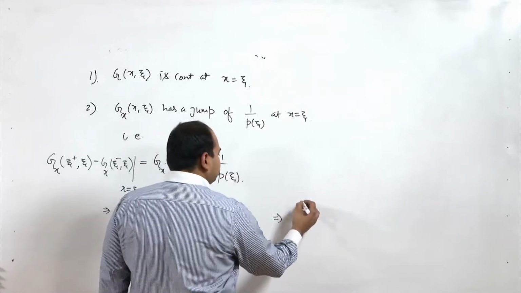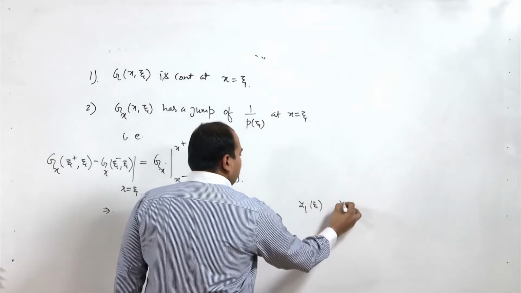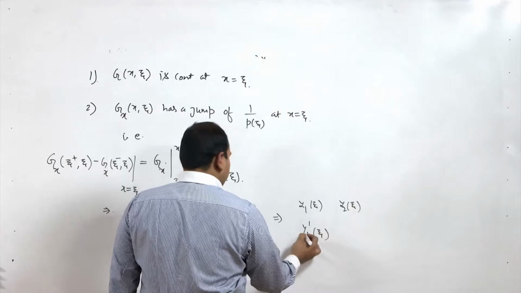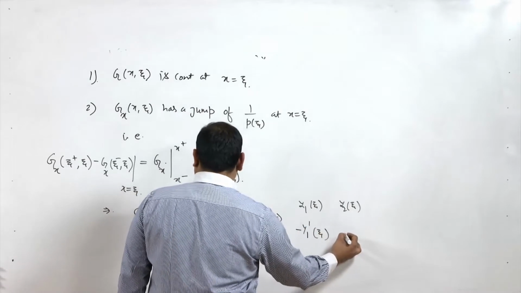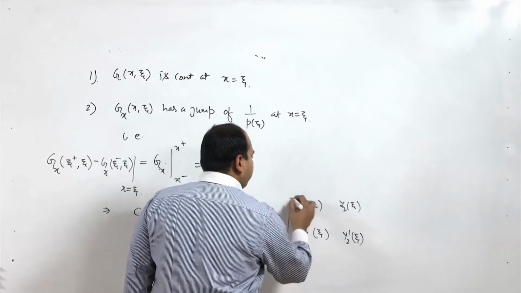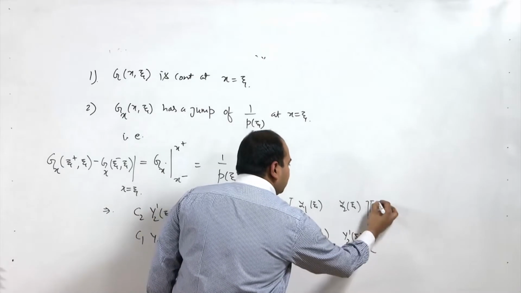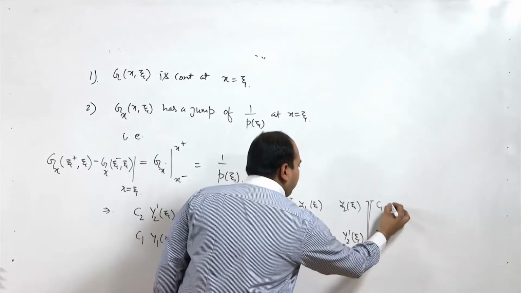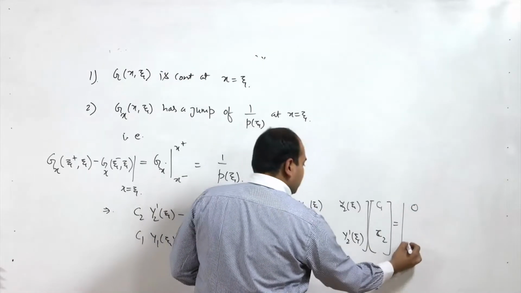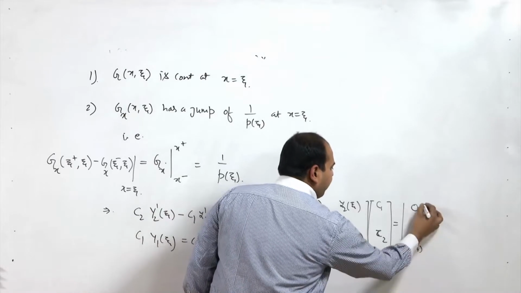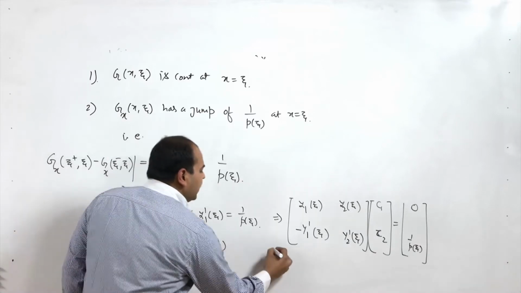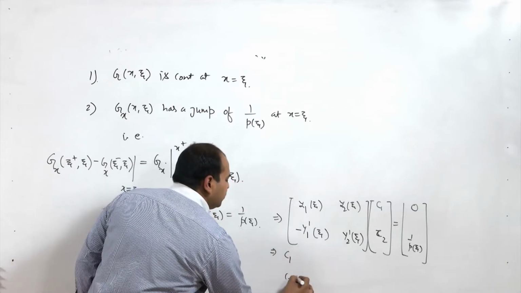This is nothing but Y1(xi), Y2(xi), and here we have Y1 dash(xi), minus Y2 dash(xi), and C1 and C2 is equal to 0 and 1 upon P(xi). So this is an algebraic equation. This we can solve, and you can get the value of C1 and C2 using Cramer's rule.